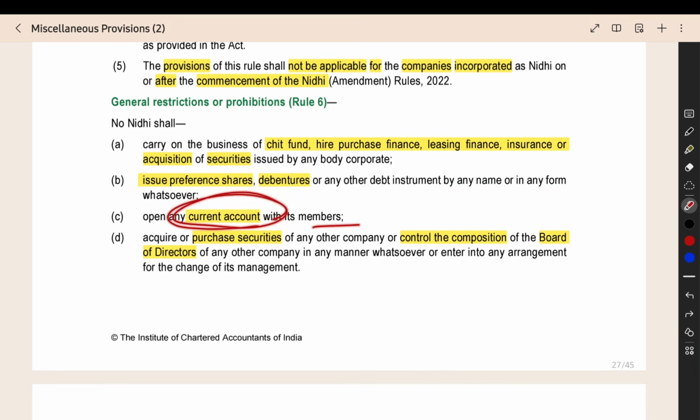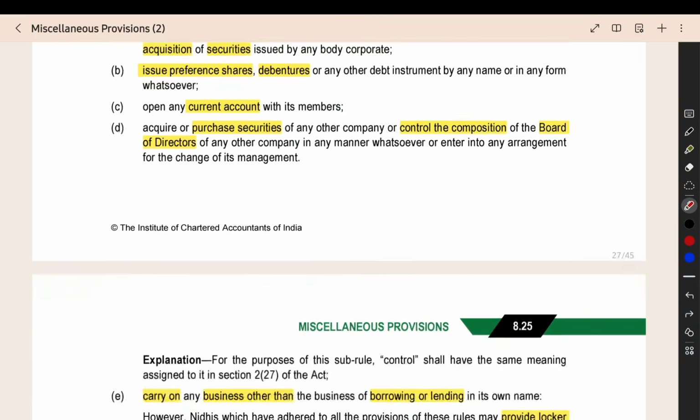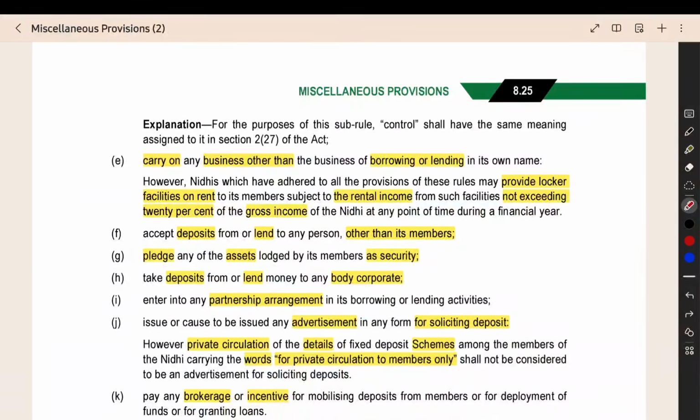You cannot open a current account with its members. Current account is not allowed. This is for the mutual benefit and savings capability of the members. It is not for any business, so current account is not allowed. Then it cannot purchase the securities of any company. It cannot control any other company through controlling the composition of the board of directors. So that is there. It cannot do any other business other than borrowing or lending.